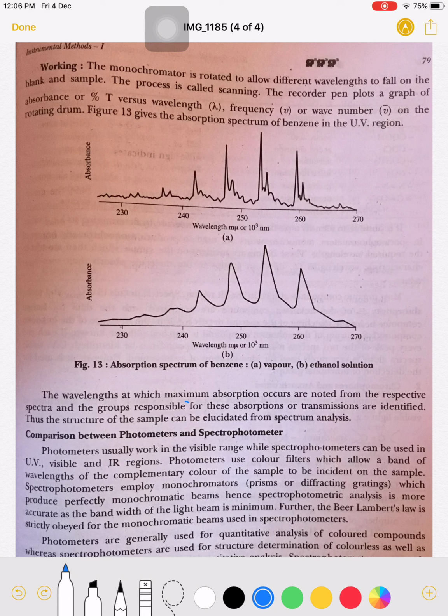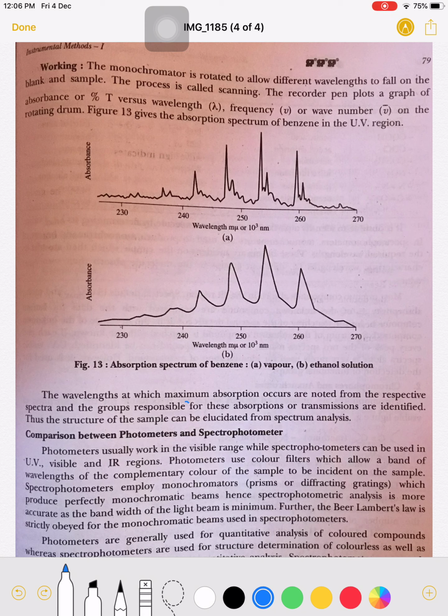But a spectrophotometer employs a monochromator which produces perfectly monochromatic beams. Hence, spectrophotometric analysis is more accurate as the bandwidth of the light beam is minimum here. Further, the Lambert-Beer law is strictly obeyed for the monochromatic beams used in a spectrophotometer, but it does not happen in the photometer. Photometers are generally used for quantitative analysis of colored compounds, whereas spectrophotometers are used for structure determination of colorless as well as colored compounds, in addition to quantitative analysis.